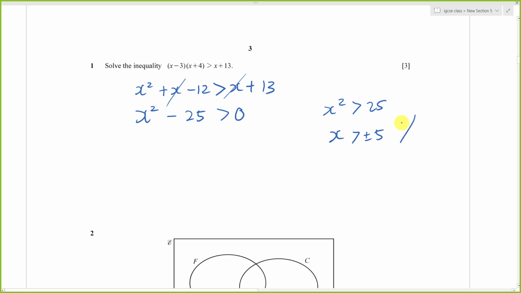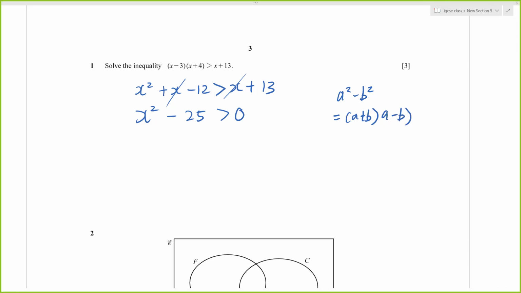You can't do it like this, because this is an inequality. If this sign is an equal sign here, then you can do it like this. But if this is an inequality, like bigger or less than, you don't use these methods, or else you will lose some marks. So what you can do is, you always remember a squared minus b squared equals a plus b and a minus b.